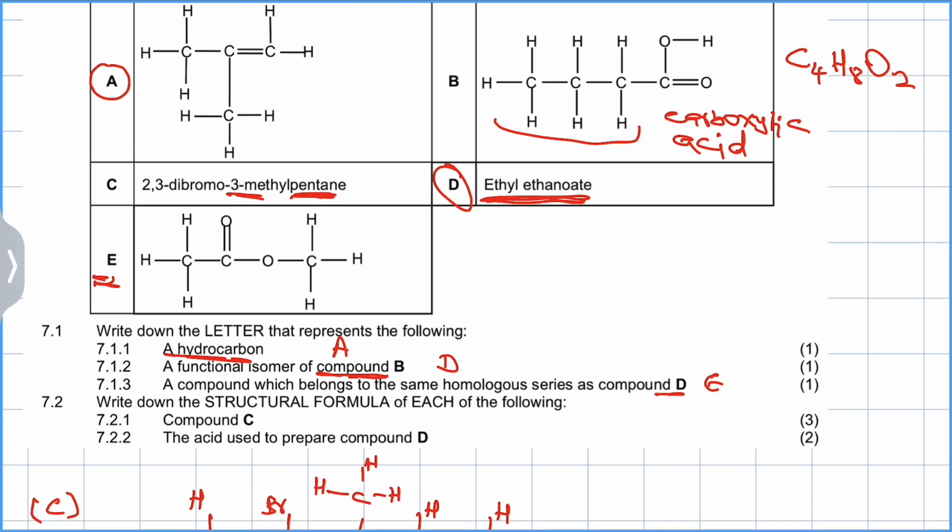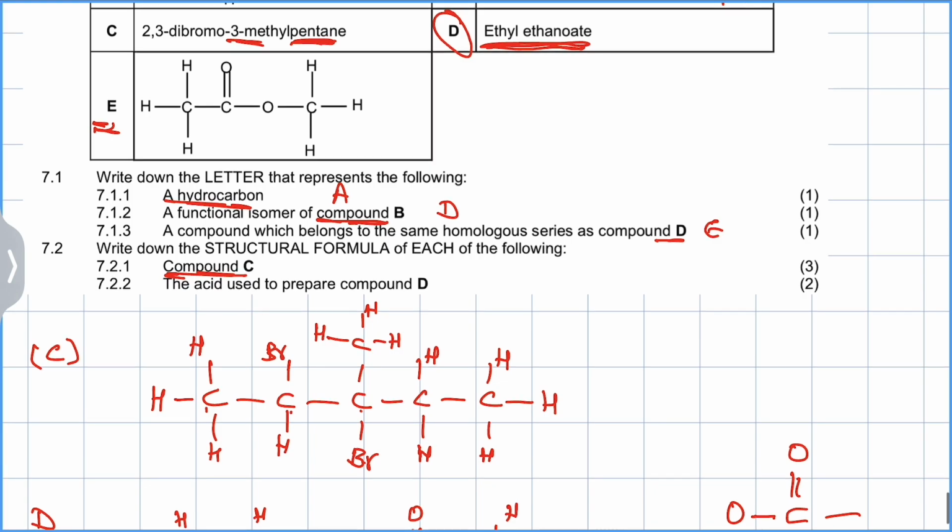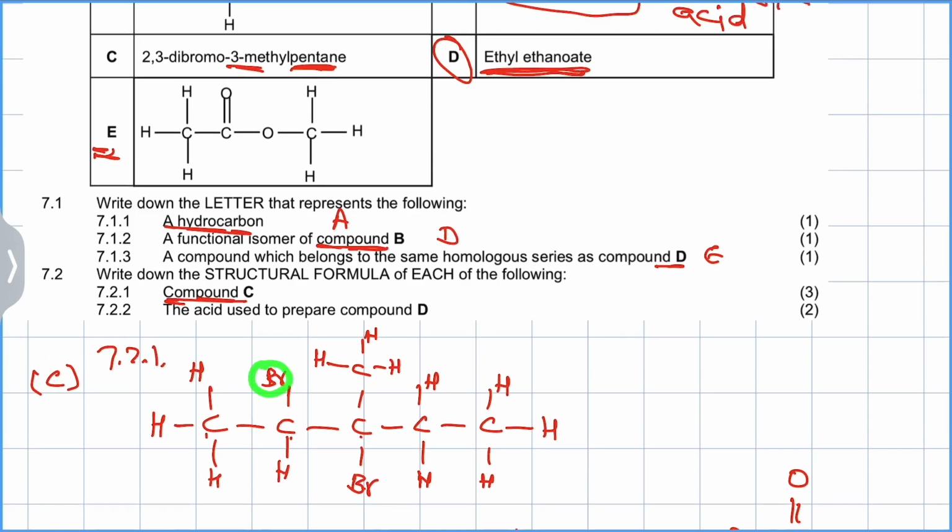Okay, let's go to 7.2. Write down the structural formula of each of the following. Compound C, and we already have that structure for compound C. So that is question number 7.2.1, which is 2,3-dibromo, because it's a bromine on carbon 2 and carbon number 3 as well has a methyl, pentane.